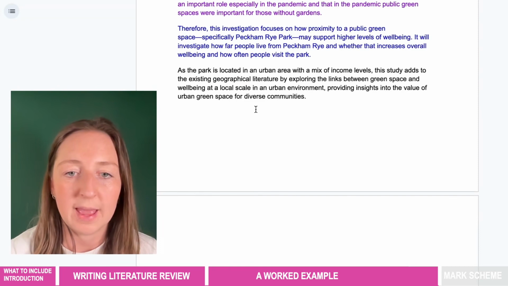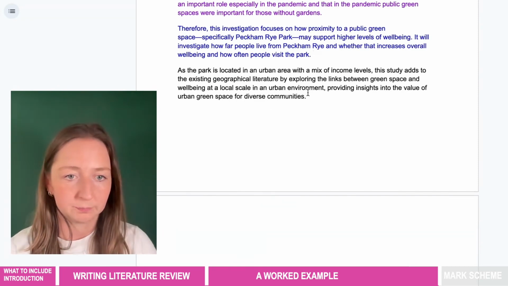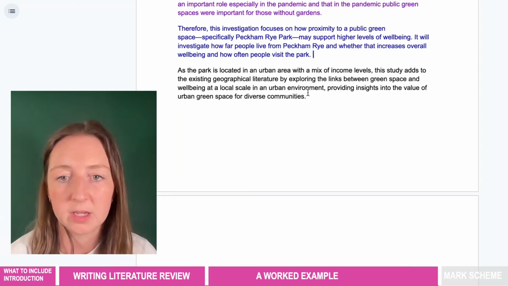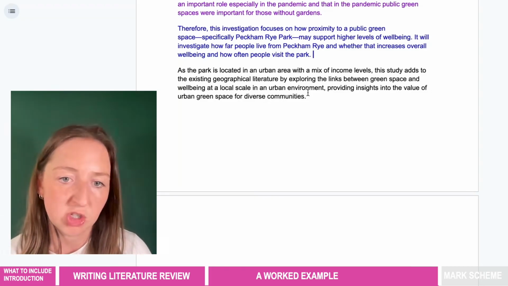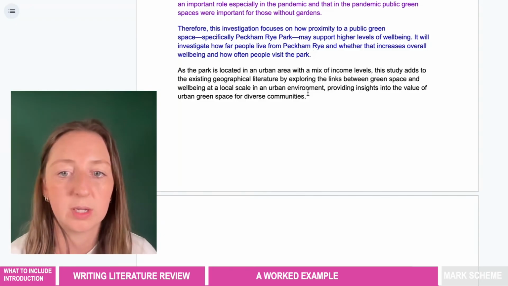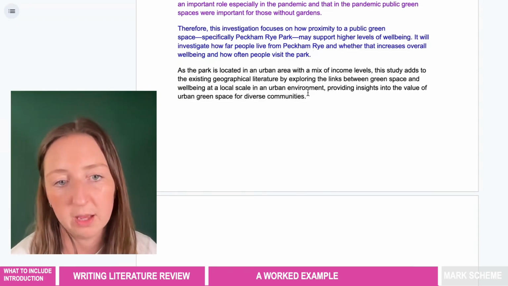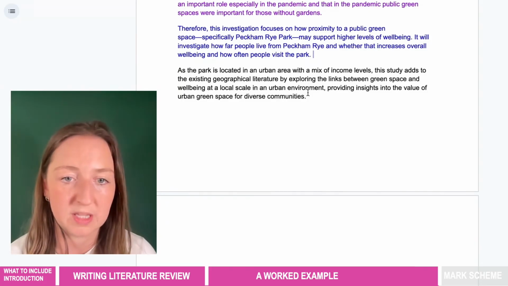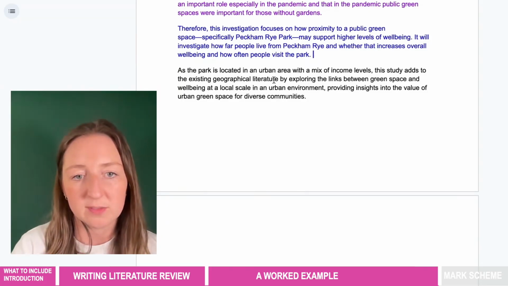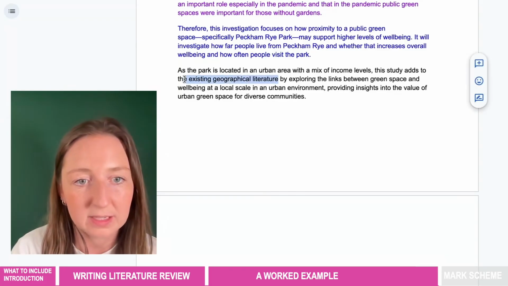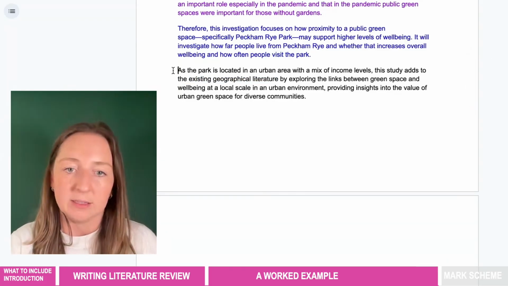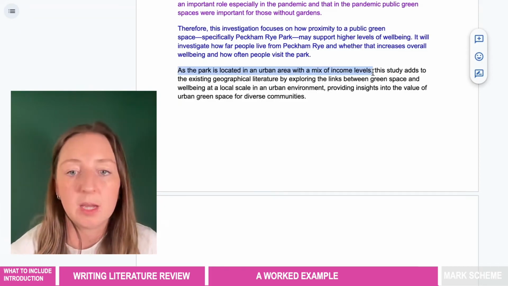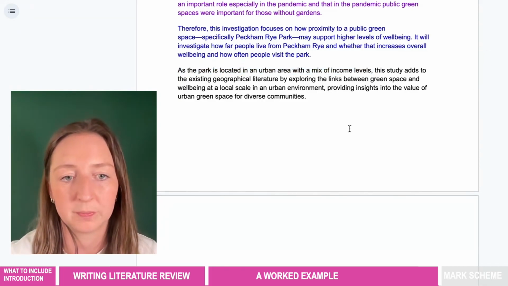And then I've put why my area is maybe suitable for this. As the park is located in an urban area with a mix of income levels, this study adds to the existing geographical literature by exploring the links between green space and well-being at a local scale in an urban environment, providing insights into the value of urban green space for diverse communities. So I've put here how it adds to the existing geographical literature and why it might be appropriate, because it's different income levels. And again, that's something which might come up when I'm researching it.